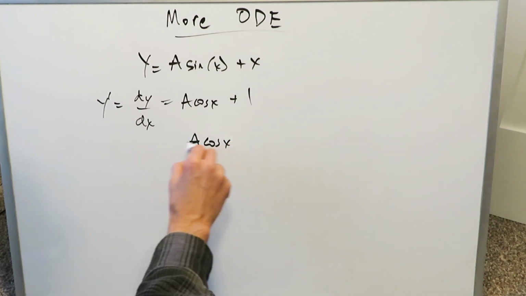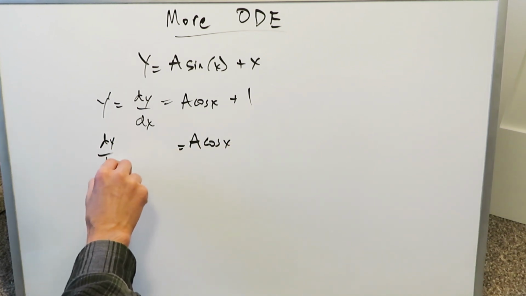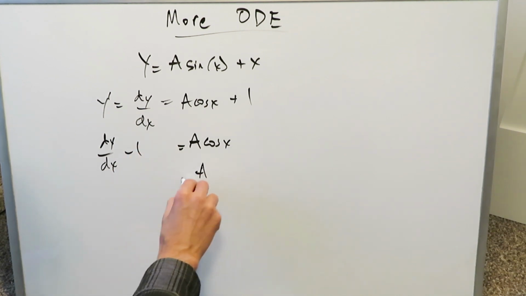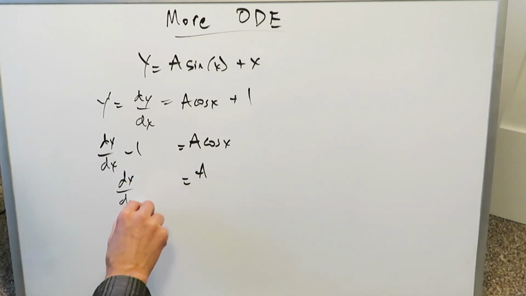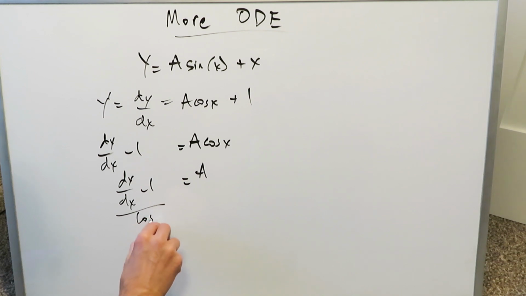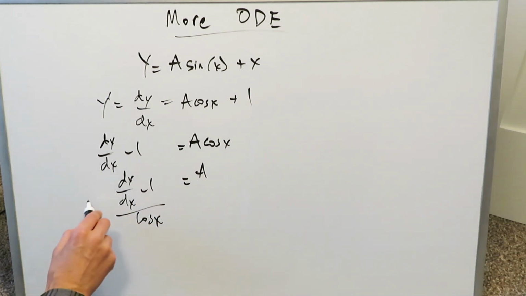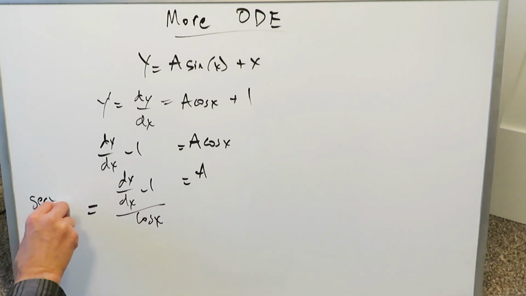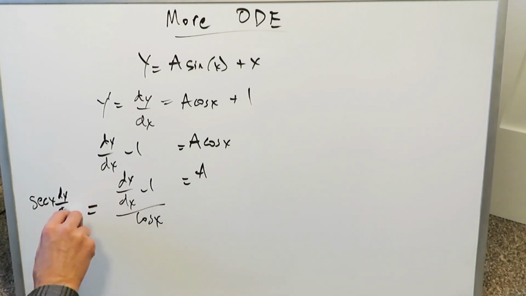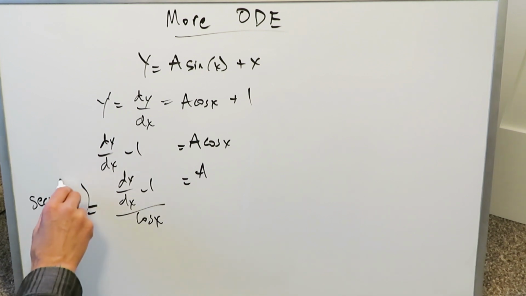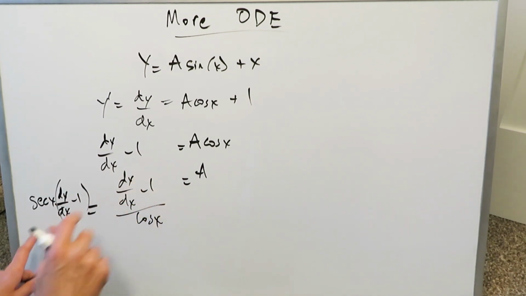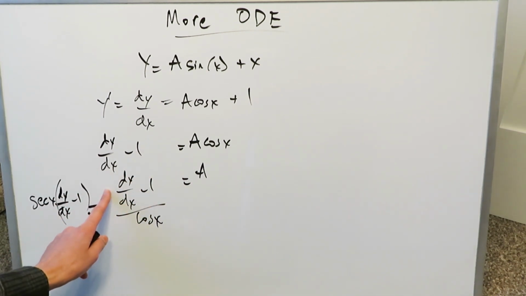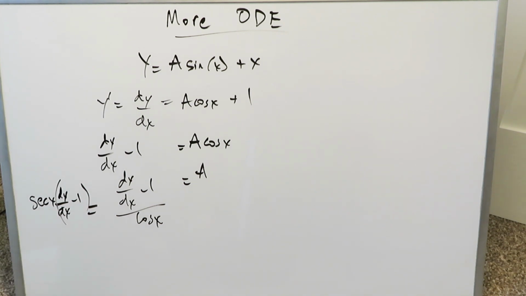A cosine x is equal to dy over dx minus 1. A is equal to dy over dx minus 1 all divided by cosine x. But you see how the cosine x here is in the denominator. You can bring it out onto the side and bring it as a secant x. Then you have a dy over dx minus 1, and the secant x is going to multiply with everything here in the numerator. Cosine x or its reciprocal, everything here seems good to me.